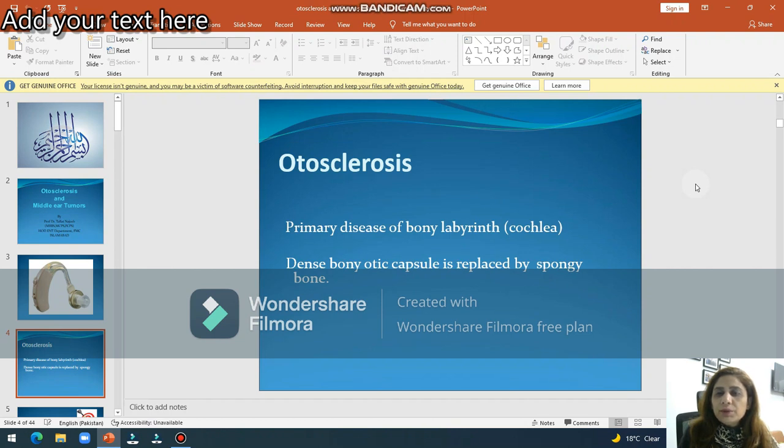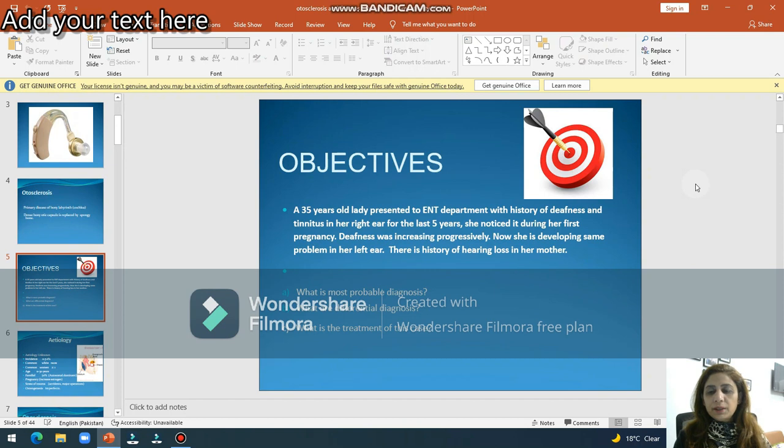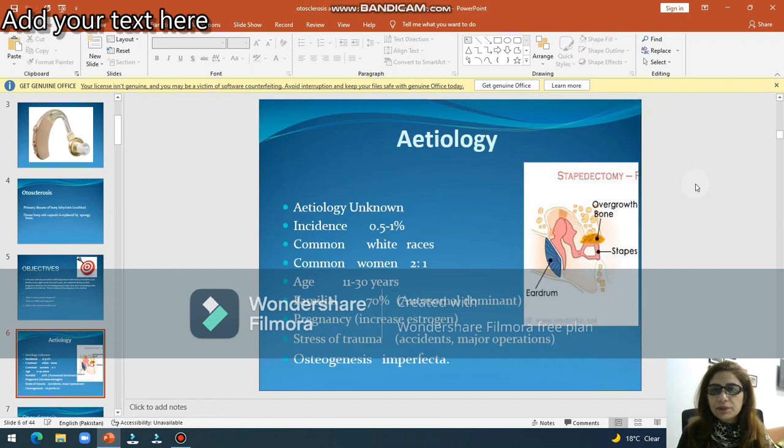There is bony labyrinth and membranous labyrinth. So it is the disease of the bony labyrinth that includes the cochlea. So dense mature bone is converted into spongy immature bone. That is, immature bone is more vascular. So the objective of this lecture is that by the end of this lecture we will solve this scenario.